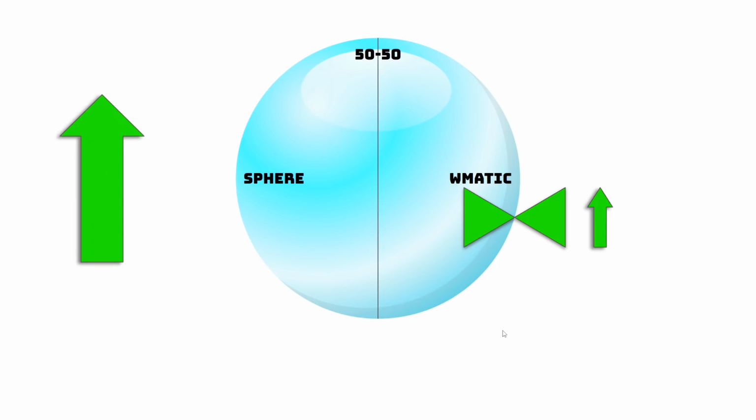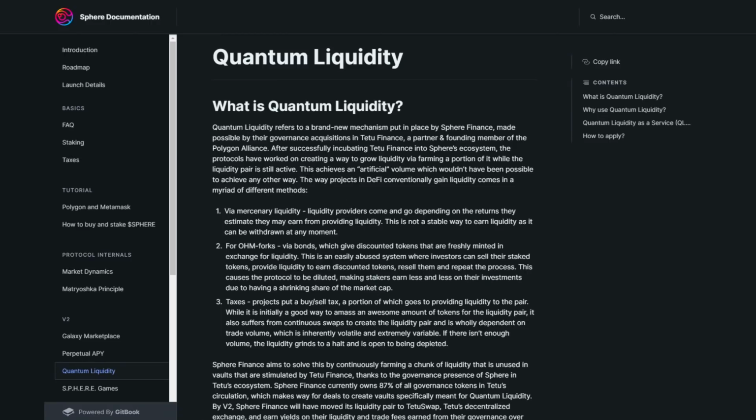passively increasing the price of Sphere over time. The implications of this are massive, where all other DeFi projects require users to constantly add to the liquidity pool by buying more of the token in order to increase that token's price. Sphere is able to passively increase in price over time thanks to quantum liquidity.